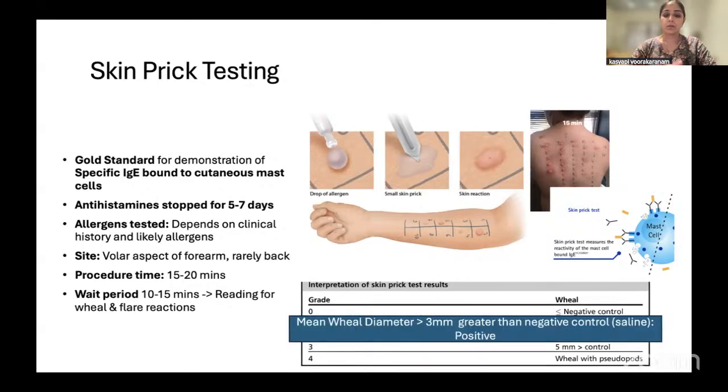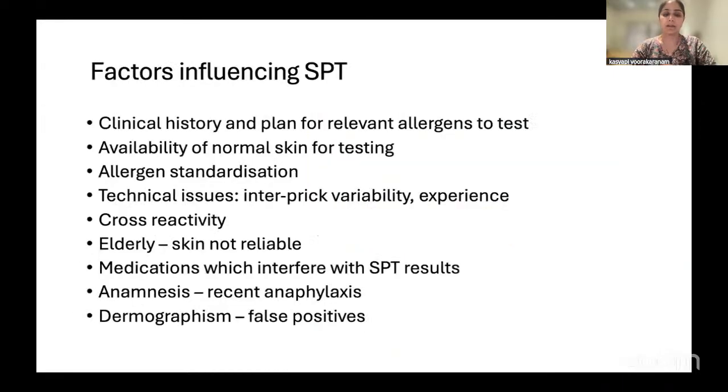There is a rule that the mean wheel diameter should always be greater than 3 millimeters over the negative control, that is saline. That is taken to be a positive skin prick test, which is influenced by a lot of factors. The first factor is the clinical history and plan for relevant allergens. You cannot choose random allergens to test that do not correlate with the clinical history, for example, testing a panel of non-vegetarian foods for a patient who is a strict vegetarian or vegan and has never consumed non-vegetarian food in their life.